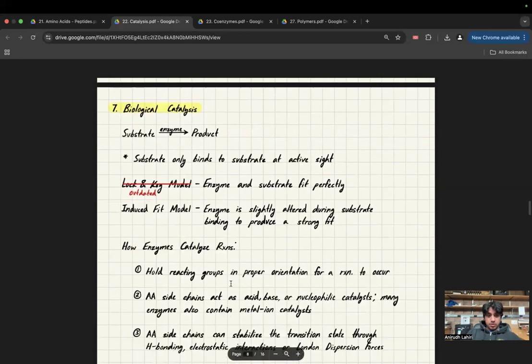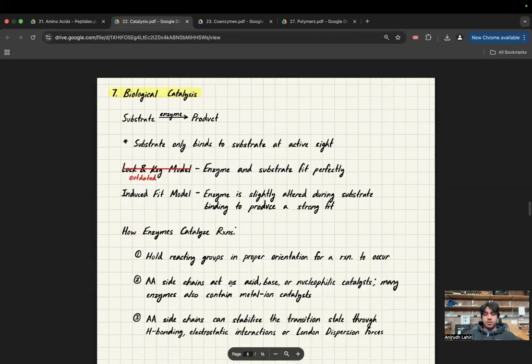Okay. Biological catalysis, right? All of the catalysis methods that we talked about are in isolation of the biological system. We talked about just the chemistry behind it, right? So in biological catalysis, obviously there's a lot more context to take into consideration. The first thing being the enzyme will only bind the substrate at the active site. We're going from a substrate to a product. Lock and key model is an outdated model. This model was developed with the idea that an enzyme and a substrate would fit each other perfectly. This isn't exactly the case. We use something called an induced fit model, which is when the enzyme is slightly altered during substrate binding to produce a much stronger fit.